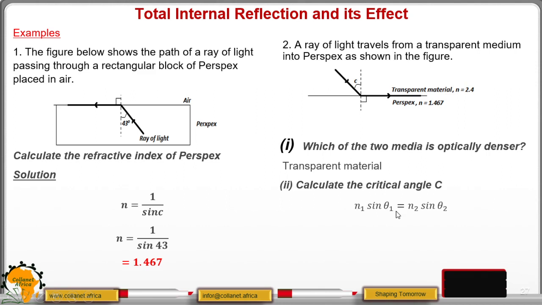So n1 sine theta 1 is equal to n2 sine theta 2. So substitute the values. 2.4 sine C is equal to 1.467 sine 90. But we know sine 90 is 1. Therefore, you just need to get the sine inverse of 1.467 divided by 2.4, which will give you 37.66 degrees. And this will be the critical angle of this transparent material.